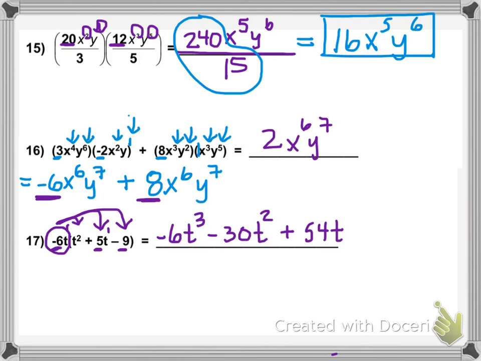Go back, make sure to look at all your terms, make sure that none of them are alike. If they are alike, you can combine them. We do have t's in all of our terms, but they all have different exponents, right? So we can't combine any of them. So this is simplified. This is our answer.